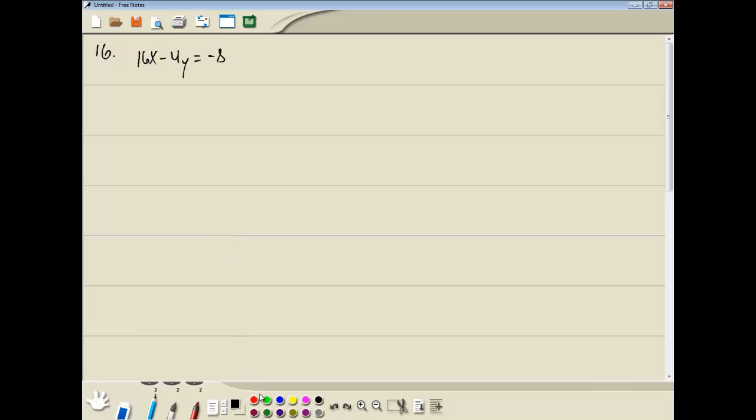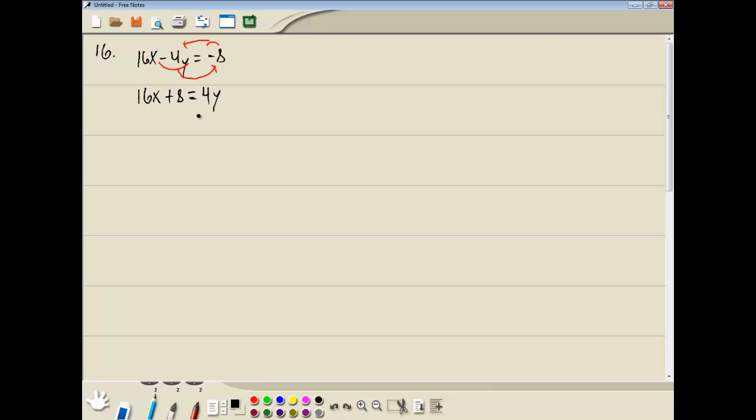First step is to get rid of parentheses, don't have any. Second step is get rid of fractions, don't have any. Third step is to get everything with the variable we're solving for on one side, everything else on the other side. So I'm going to take this -4y, move it over to the right side, and I'll take this -8 and move it to the left side. Remember, you take anything across the equals, your sign changes. So we've got 16x plus 8 equals a positive 4y.